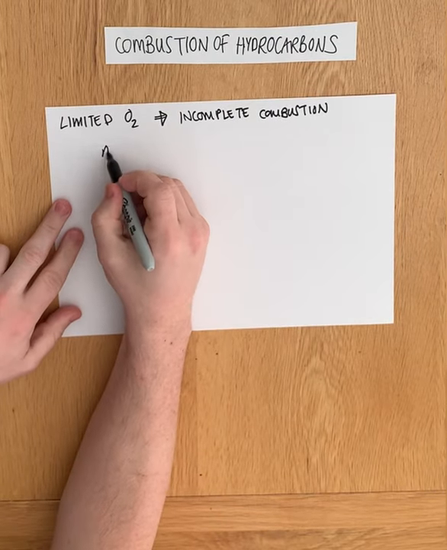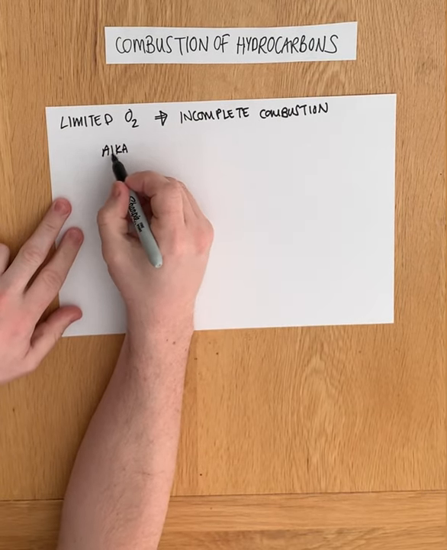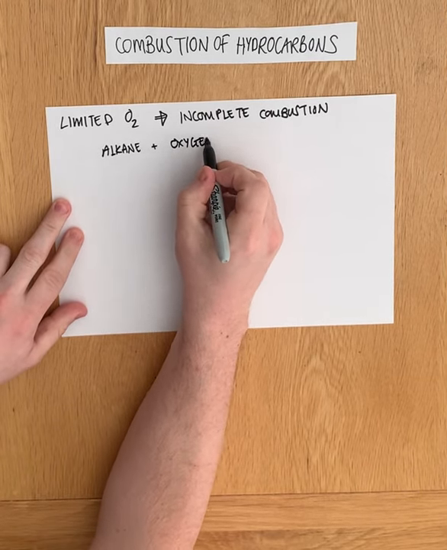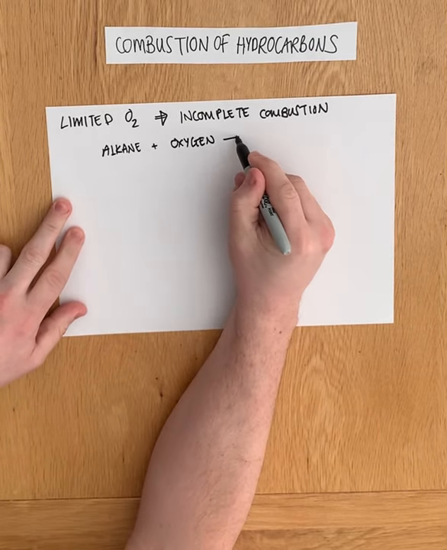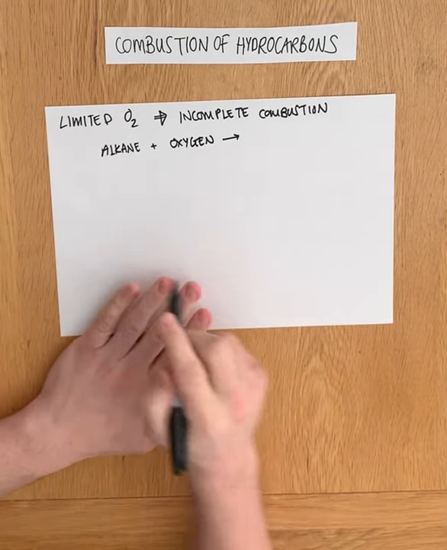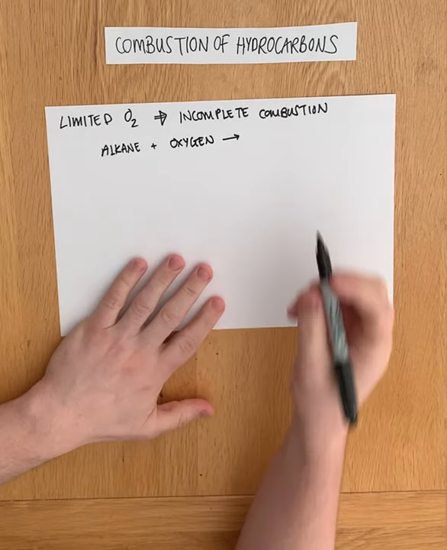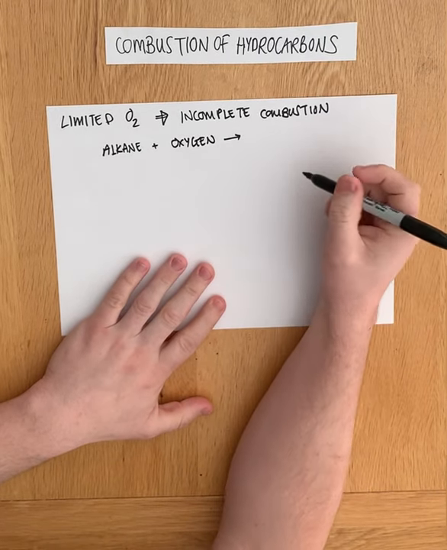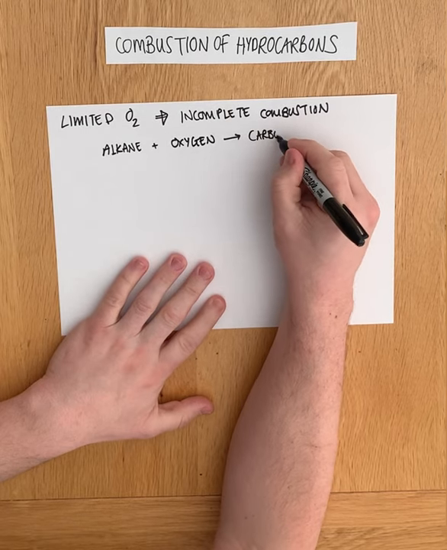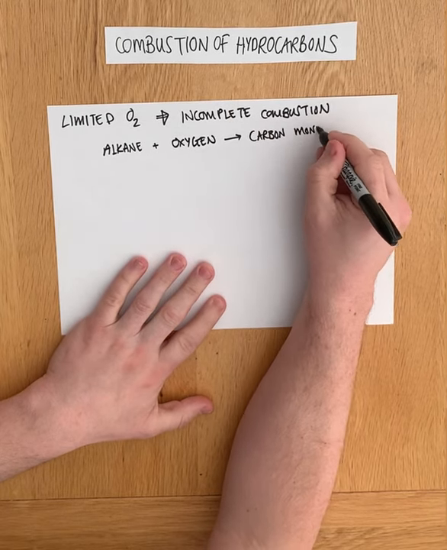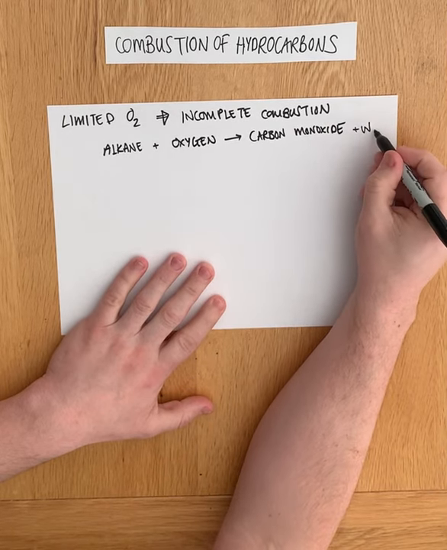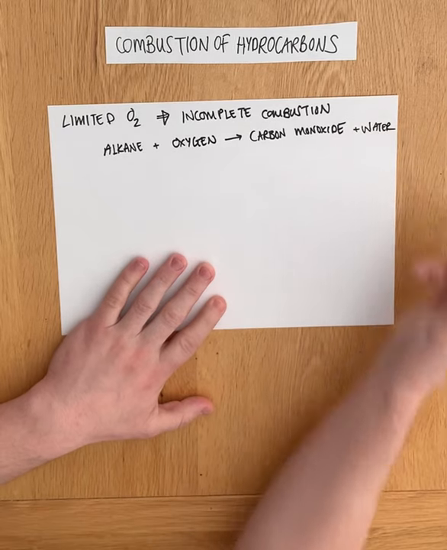And our alkane will still be reacting with oxygen, but there's just less of it around to fully, completely oxidize the carbon atoms. We always produce water, but instead of carbon dioxide, we produce carbon monoxide, and we always get water.